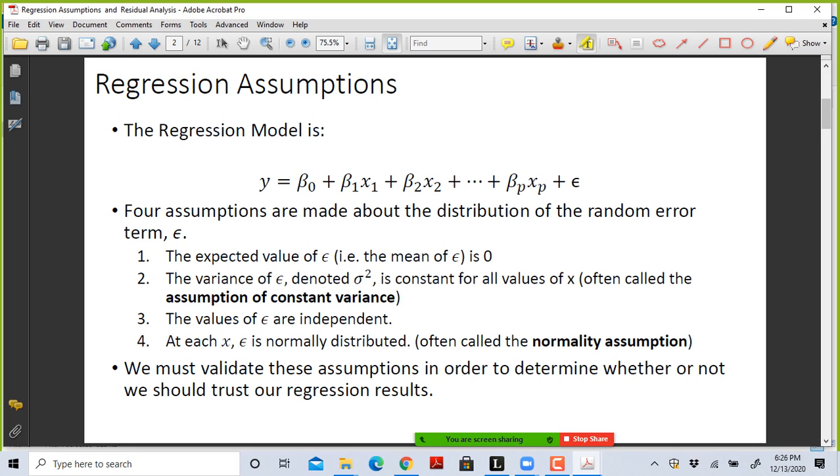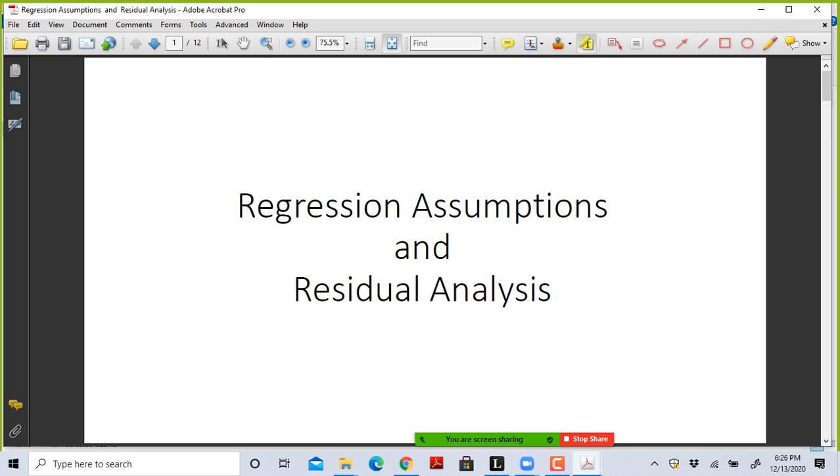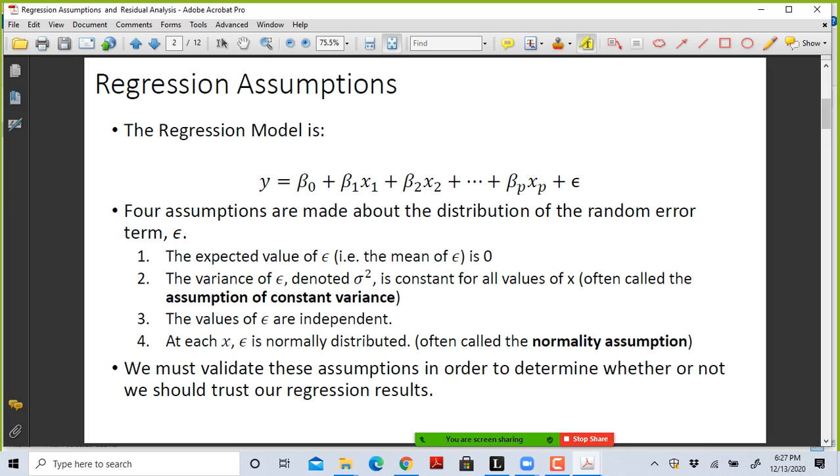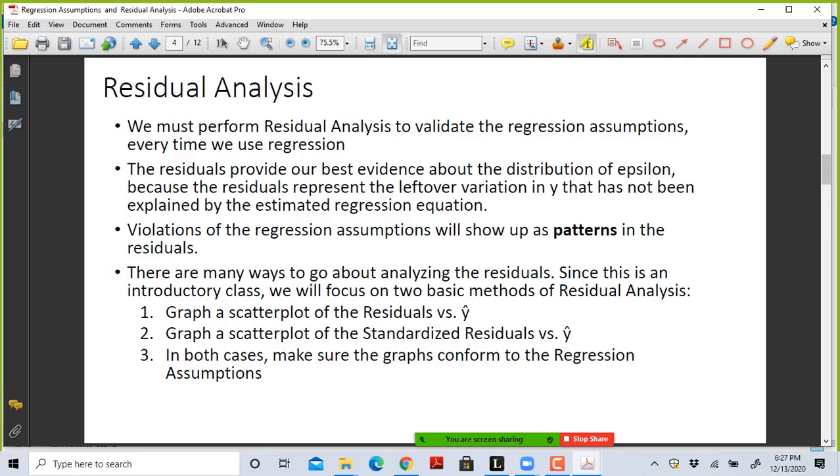Do you know what handout the four assumptions are on? Can you repeat the question? Do you know what handout the four assumptions are on? So this is actually on the regression assumption and residual analysis, page 2, and I will post this lecture review, so you guys will have it. I will combine all the documents and send them to you, and upload it in the Canvas module.